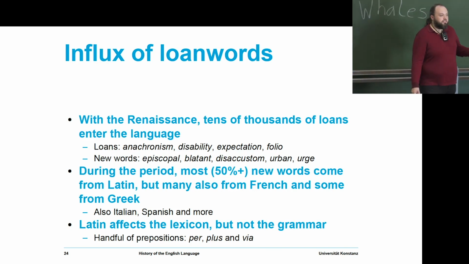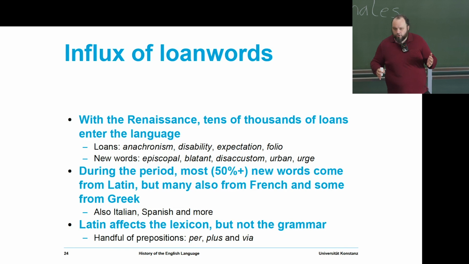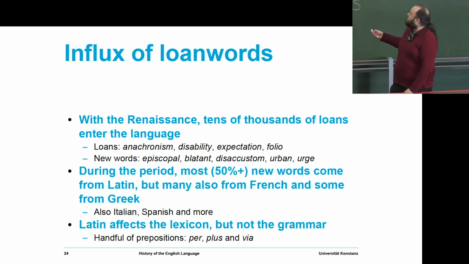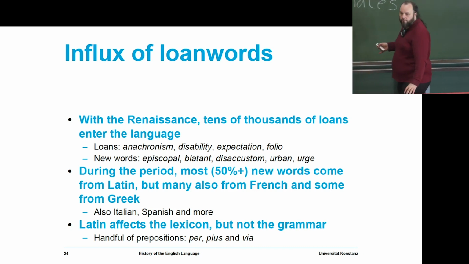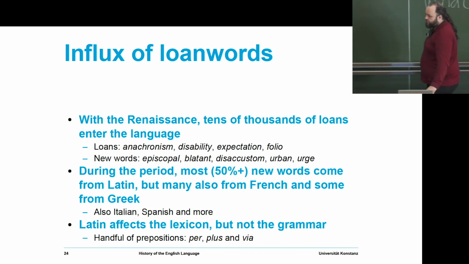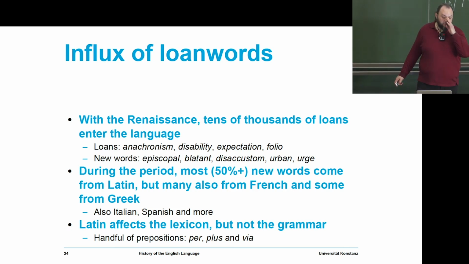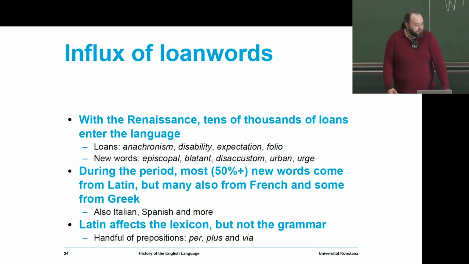When you look, for instance, these are mostly nouns and verbs, right? So open class words that there can be any number of. Prepositions, on the other hand, there are a few. So per, plus, and via are all prepositions that are borrowed from Latin. But all of these prepositions are actually quite rarely used. And I'm not sure that all of them actually are prepositions.